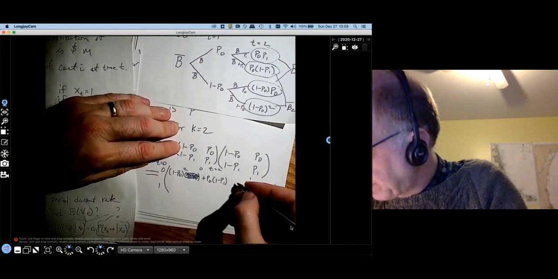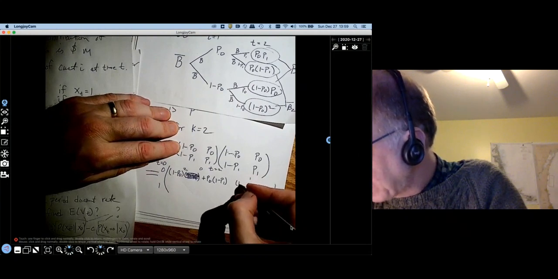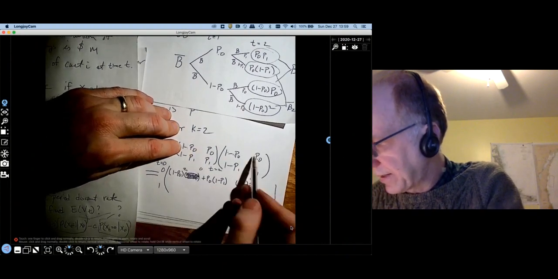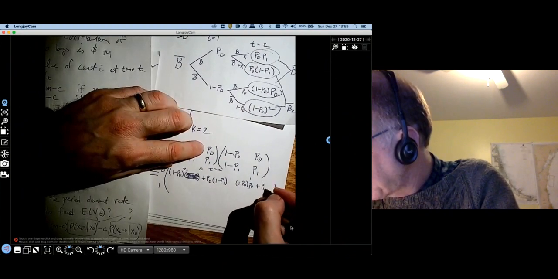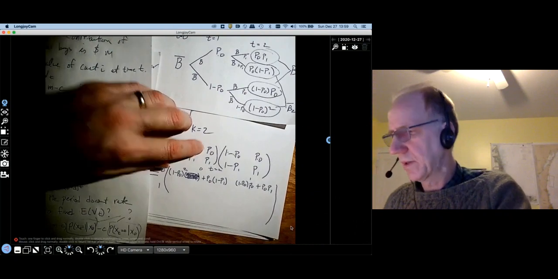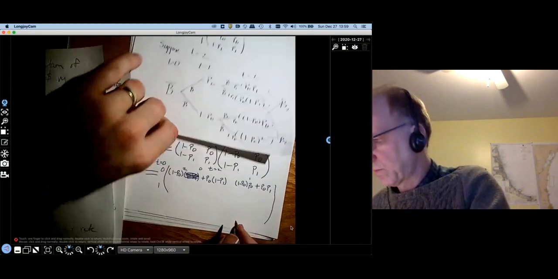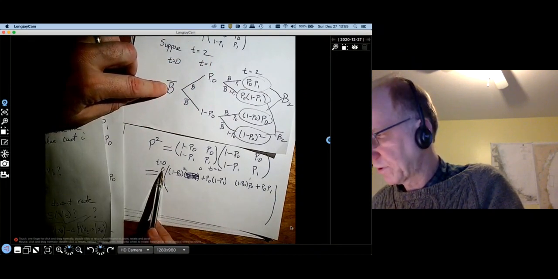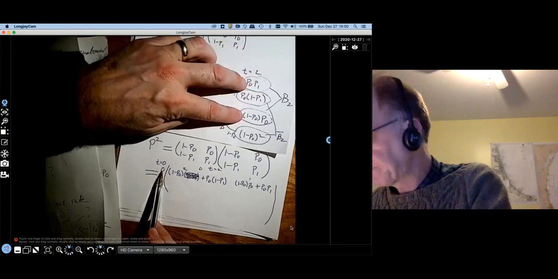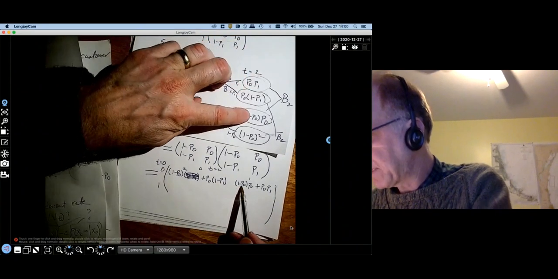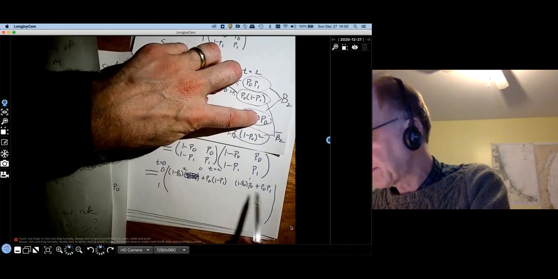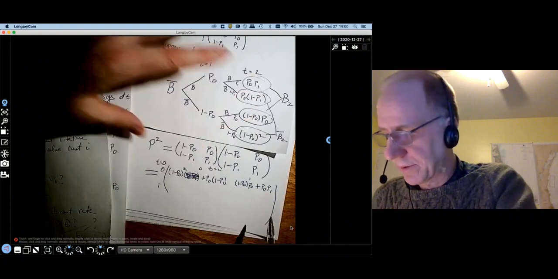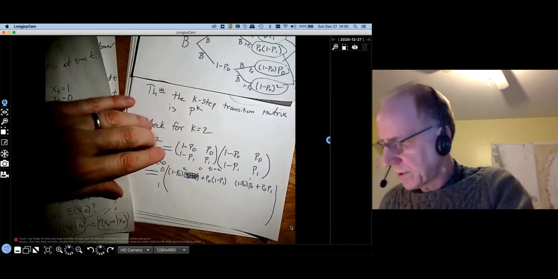Okay, let's do the top right entry. This one is going to be 1 minus p naught times p naught, plus p naught p1. Let's check this out. If I started out in the non-buy state, what's the probability that 2 periods later I'm a buyer? It's going to be 1 minus p naught times p naught, and then p naught times p1. So it looks like this is working out.